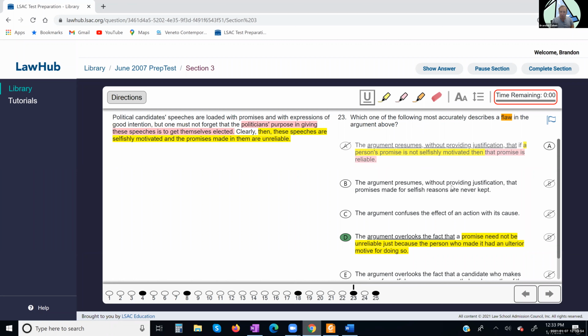The argument presumes without providing justification that says that it's assumption. Again, so I'm going to negate this. Promises made for selfish reasons are kept. If the promises never kept, this would say that they are sometimes kept. The negation of never kept would be that they are sometimes kept.